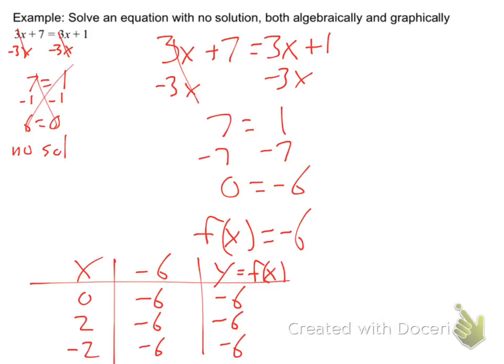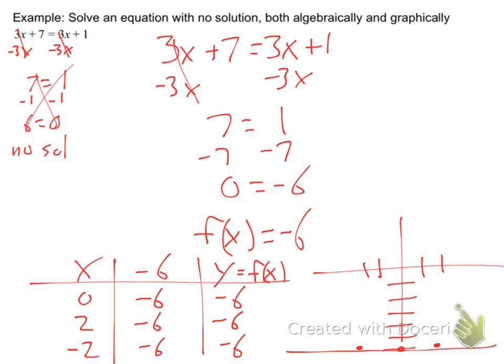So what are my points? My points: 0, negative 6. 2, negative 6. Negative 2, negative 6. It's a horizontal line. You tell me where that horizontal line will cross the x-axis.